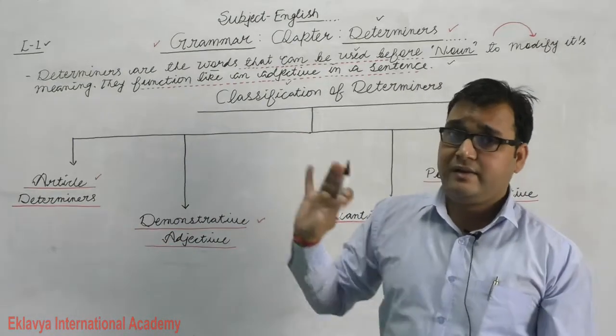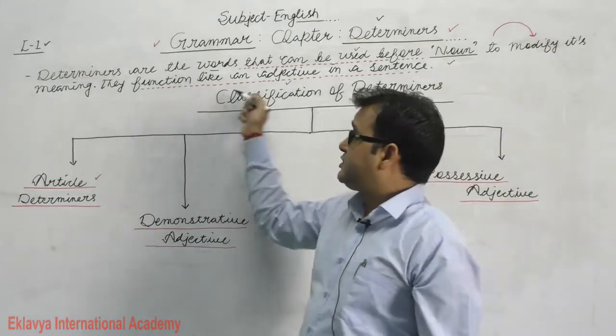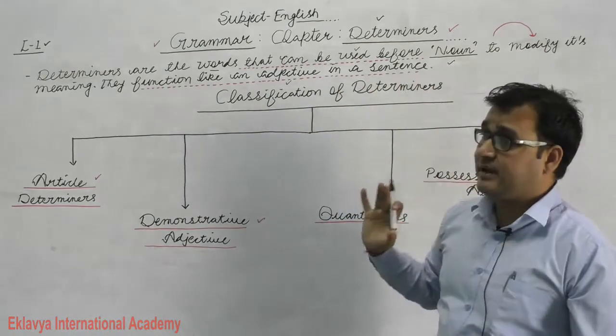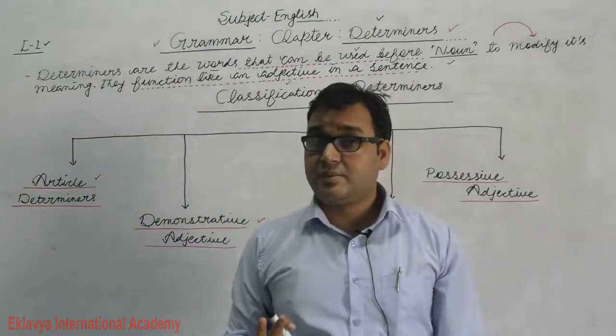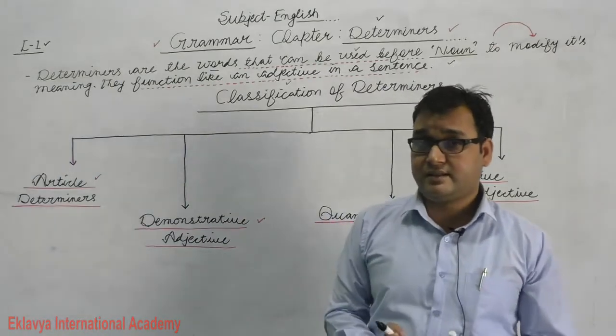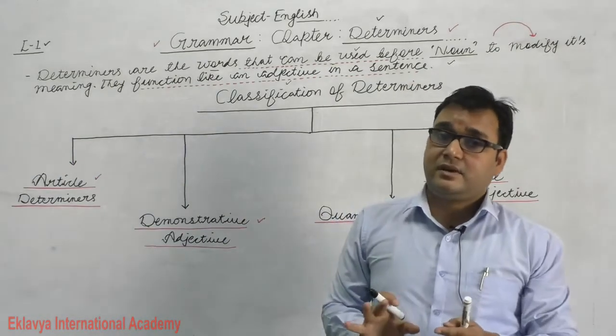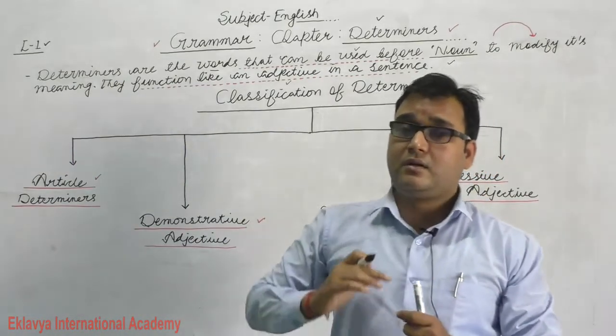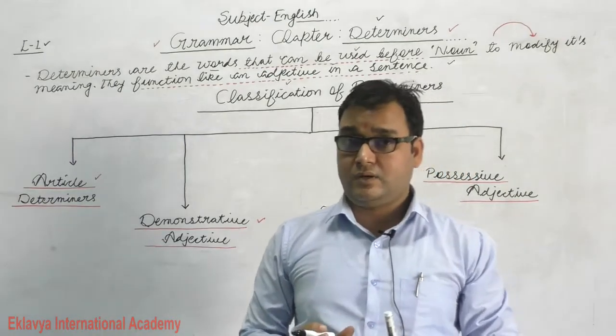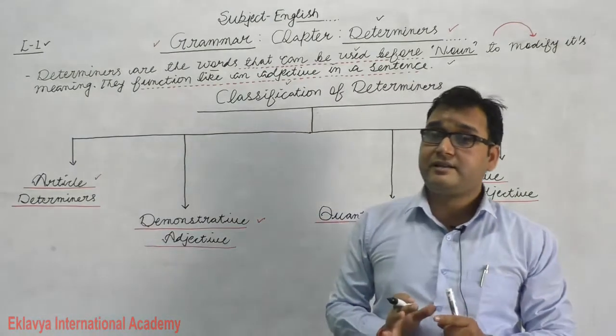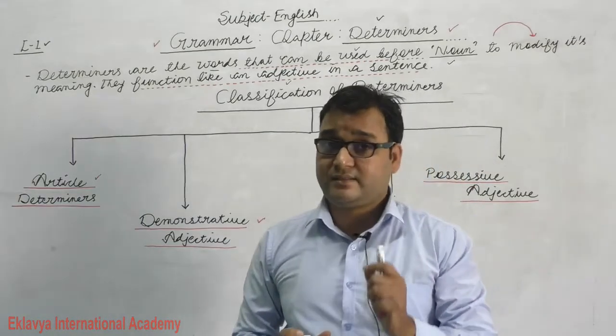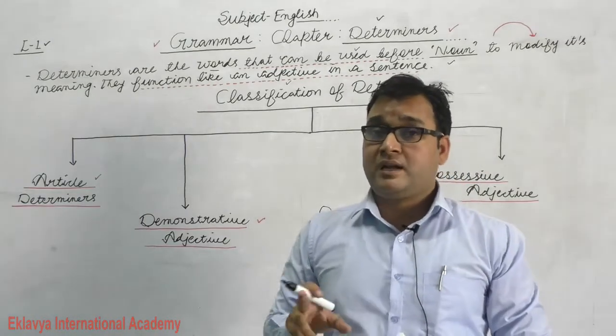How will it be modified? We will have the same in examples there. They function like an adjective in a sentence. So what's the meaning of adjective? Adjective, first thing, is a part of speech. An adjective is a word that qualifies a noun or pronoun. An adjective is a word that qualifies a noun or pronoun.